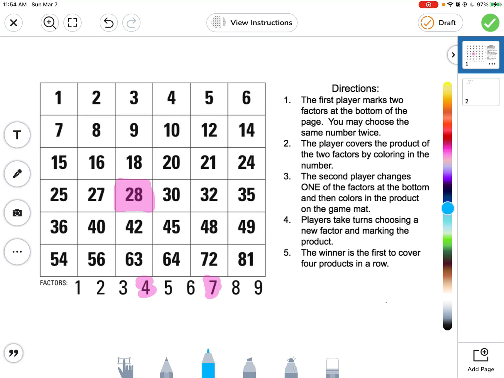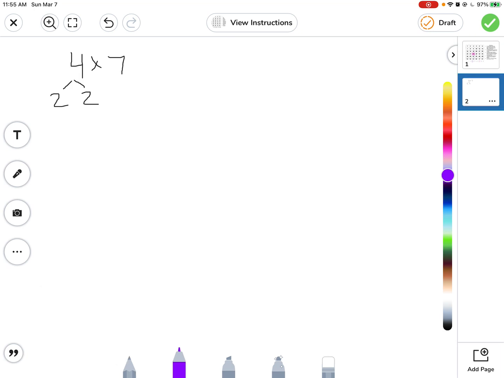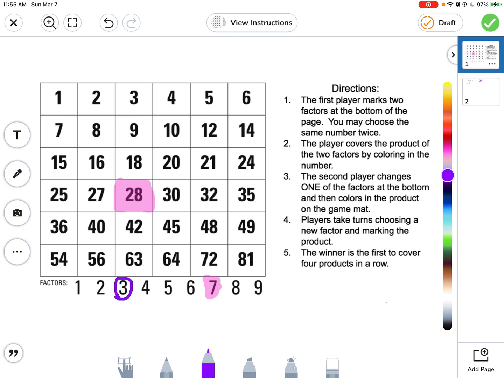Now my partner will go. I'm going to make my partner purple. We'll make it pretty. My partner can choose to change either my 7 or my 4 factors at the bottom, but you can only change one, okay? So my partner is going to decide to change the 4 into a 3. So they end up with the fact 3 times 7. So they have one of the same factors. And they know 3 times 7 is 21.